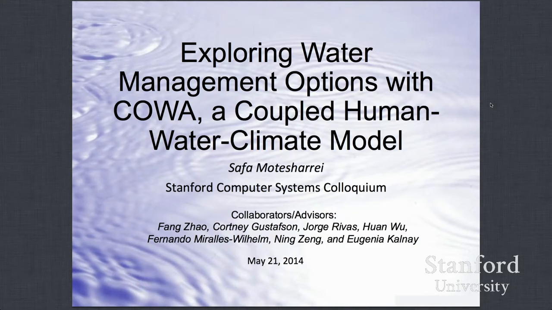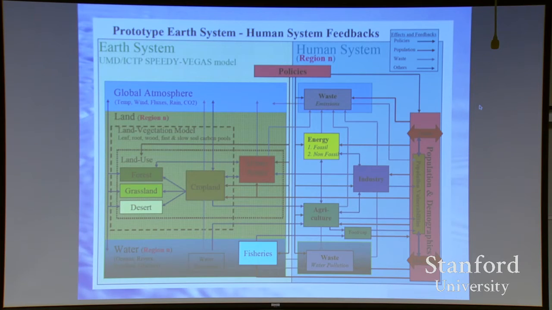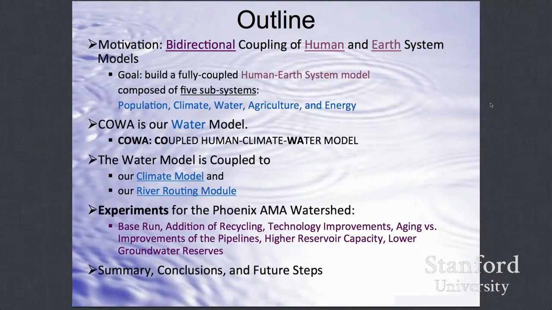Okay, so the model I showed in the very beginning, the coupled human Earth system model, which I said has five subsystems: the Earth system, water, energy, agriculture, and population. Out of these five, so far we've done the Earth system climate model, water, and population, and we have coupled them together. So we have this coupled human climate water model, which we call COWA, and we use it to do experiments.